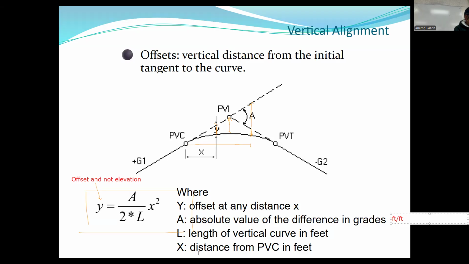And then x is exactly the same as it used to be in the previous equation. So whatever we had in the parabolic curve equation, we use the same definition of x. Now this offset can make life a little bit easier for you when you're trying to solve some problems.